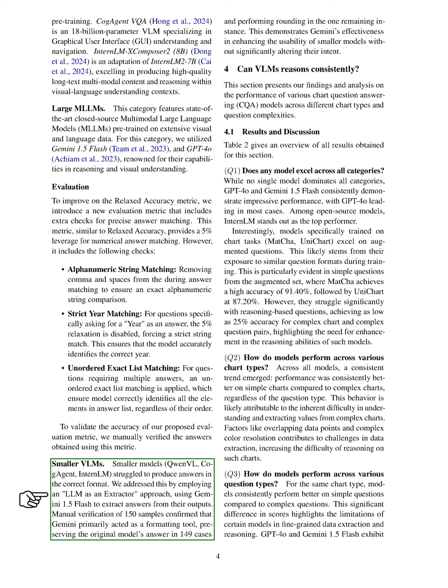Smaller VLMs like QwenVL, CogAgent, and InternLM face challenges in producing answers in the correct format. To address this issue, we implemented an LLM as an extractor approach using Gemini 1.5 Flash to extract answers accurately. Manual verification confirmed Gemini's effectiveness in preserving the original model's answers, demonstrating its role in improving the usability of smaller models without altering their intended outcomes.